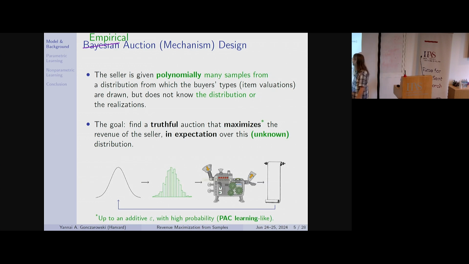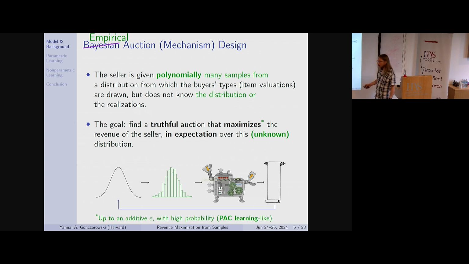Empirical auction design, which I told you goes by many names, has a slightly more complicated picture. The seller is given polynomially many samples from a distribution from which the buyer types, or valuations, are drawn, but does not know the distribution or the realization. So the picture is there's this distribution, we draw many samples from it, it will be noisy, it will not tell us exactly what the distribution is. You feed these samples into some algorithm, and this algorithm should output the rules of an auction that should perform well over this unknown initial distribution.